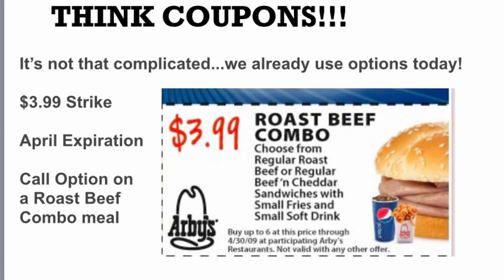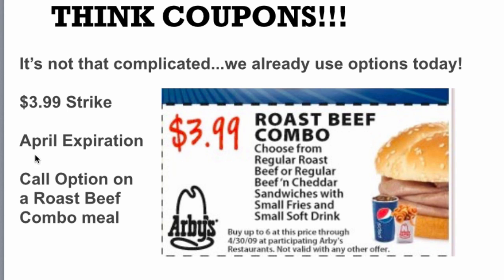So think of coupons, and this is really why it's not complicated, because we use options everywhere that we go today. It's just how you look at it. So here's a really stupid coupon for Arby's roast beef sandwiches, which I happen to love. Arby's has a sandwich for $3.99. So that's the strike price, that $3.99 that we already have in there as far as a price that we've determined. Arby's and I have really determined through their coupon that they are going to give me a roast beef combo for $3.99. Now, when's the date?